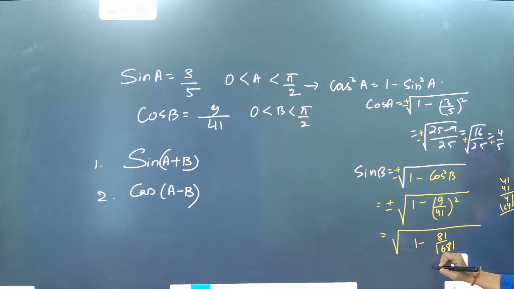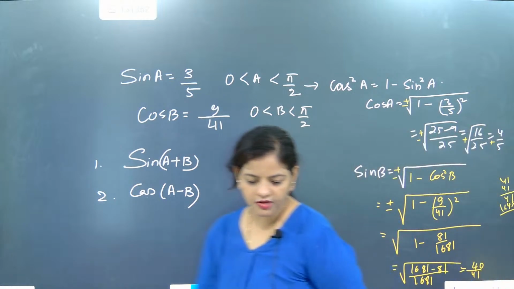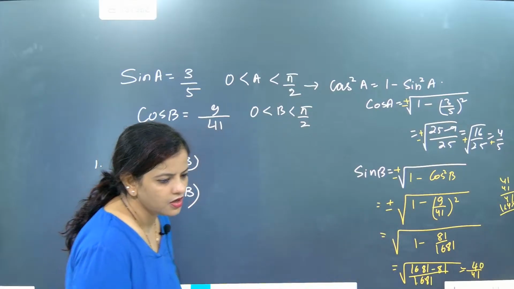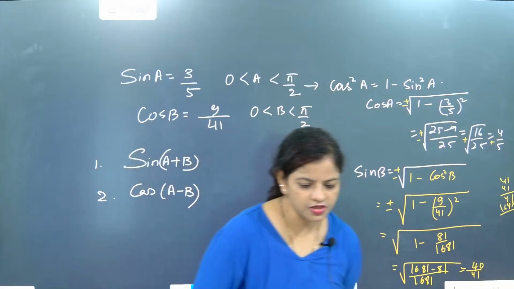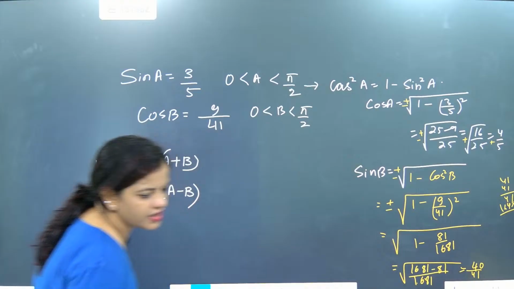1681 minus 81 by 1681. So 100% beta it will come 40 by 41. It is coming beta 40 by 41. Okay beta. Thank you so much. Now look here, 40 by 41 we are getting.